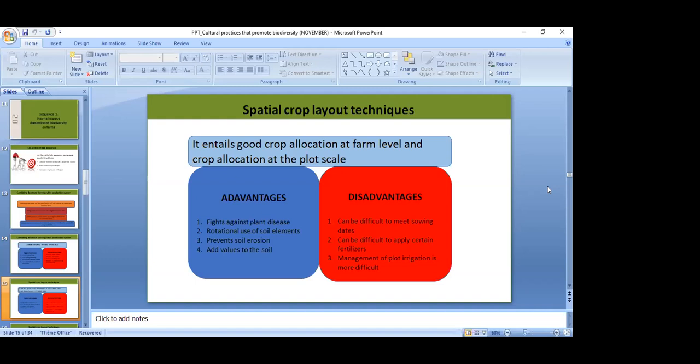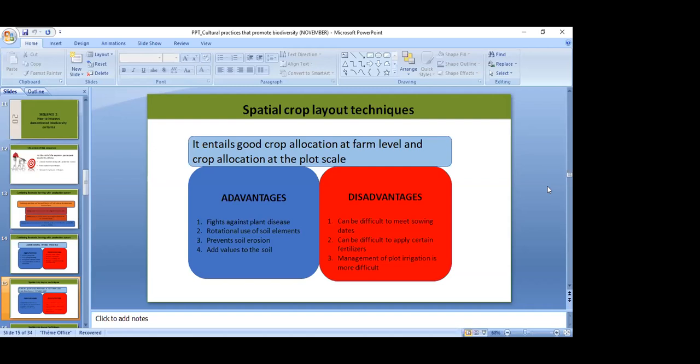There will be some time that the crop you are planting will require nitrogen in the case of maize, and there will be some time that the crop you are planting will require phosphorus. So it will not be that every crop you are planting will require the same nutrient. The land will deplete very fast. So the advantage of spatial crop layout, that is what it gives to you, rotational use of soil elements.